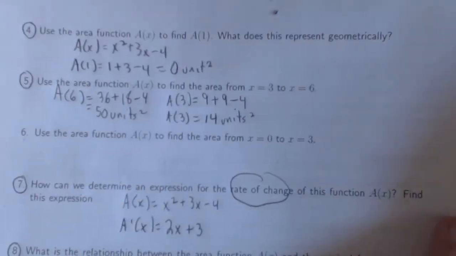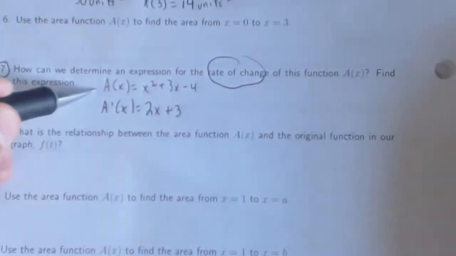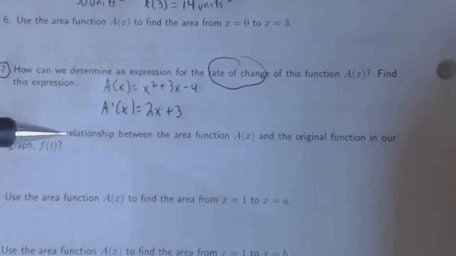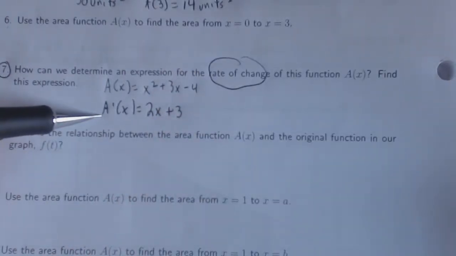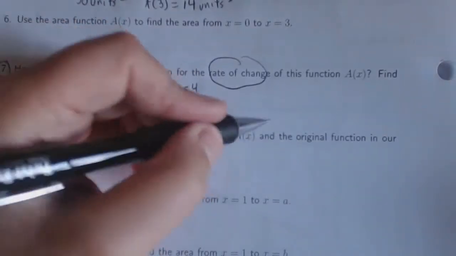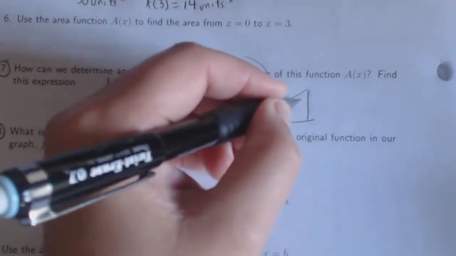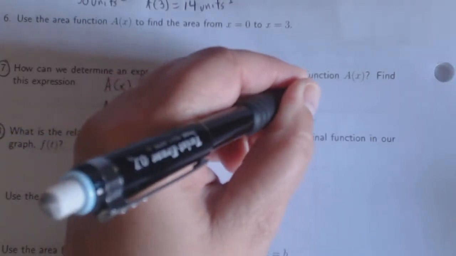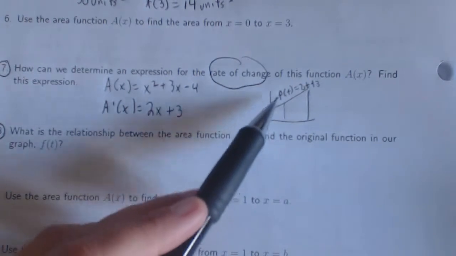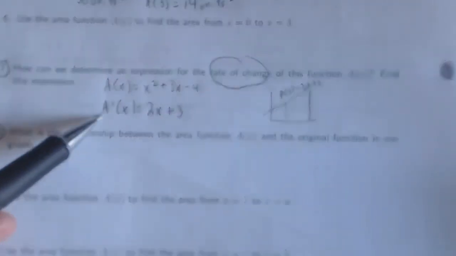And then question 8, what is the relationship between the area function and the original function in our graph, which was f of t equals 2t plus 3? And you can see it here. This was the line that we used to calculate the area under the curve. So if we have this function f of t equals 2t plus 3, we have seen that that's the derivative of the function that's going to calculate the area under the curve.